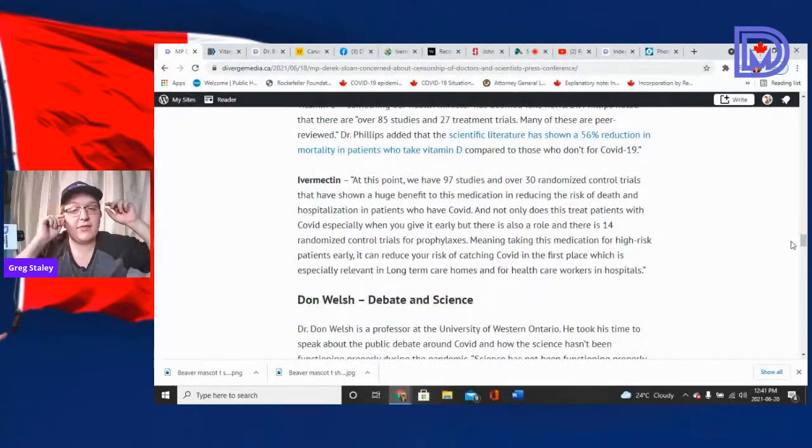Moving on to ivermectin, he said at this point, direct quote here, we have 97 studies and over 30 randomized control trials that have shown a huge benefit to this medication in reducing the risk of death and hospitalizations in patients who have COVID. And not only does this treat patients with COVID, especially when you give it early, but there is a role, and there is 14 randomized control trials that show a role for prophylaxis. Meaning taking this medication for high-risk patients early, it can reduce your risk of catching COVID in the first place, which is especially relevant in long-term care homes and for healthcare workers in hospitals.